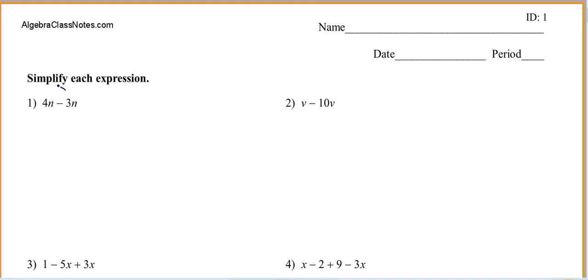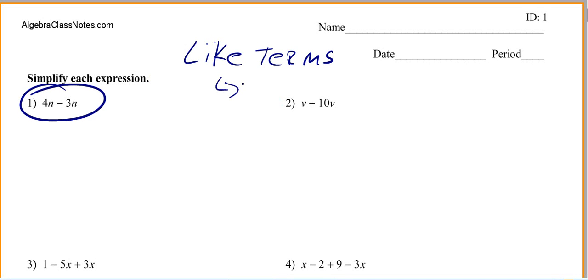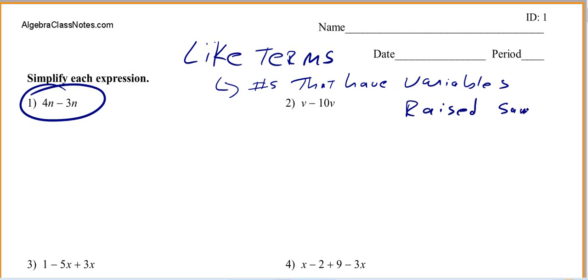Expressions. So let's get started with some examples. Number one, you've got 4n minus 3n. These are what we call like terms, which are terms that have the same variables raised to the same power. That is, they have the same exponent. If you don't see an exponent, it's understood to be 1. And constants are like terms too, right? 3 plus 4, that's 7.